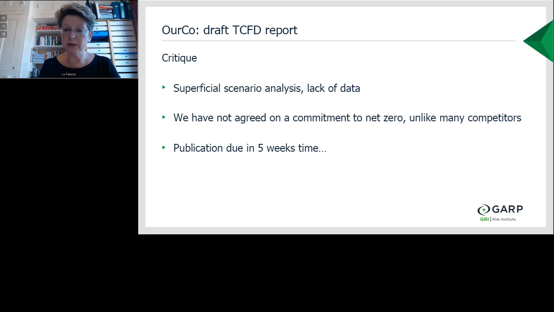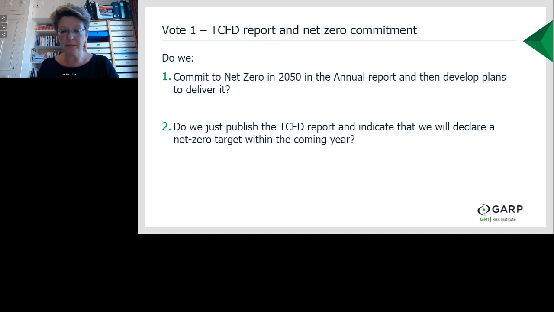Well, this is your first vote. And we want you to think. If you were on the board and you had to make a decision, what would you do? Would you want to commit to net zero in 2050 in the annual report, in your publications, and then develop plans to deliver it afterwards? Or do you want to just publish the TCFD report and indicate in the report that you're going to declare a net zero target within the coming year?